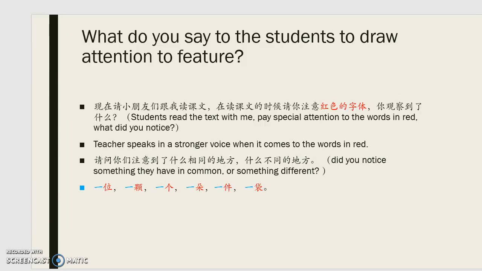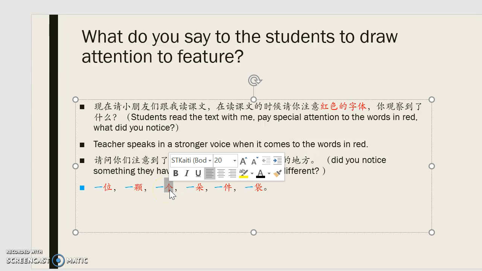Before this lesson, students will already know that there's a generic measure word in Chinese, which is 个, at the bottom, 一个. But you cannot use this measure word for any object. So in this lesson, they are going to learn that we have many more measure words for different things.